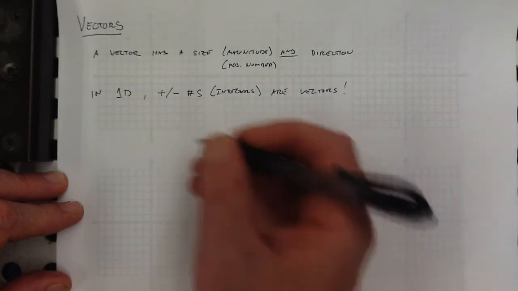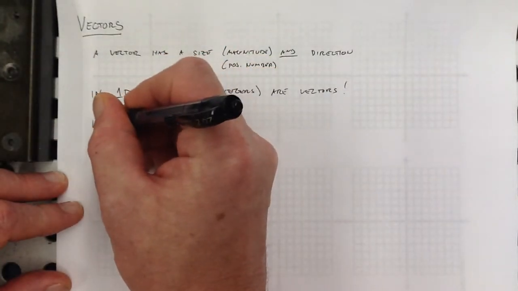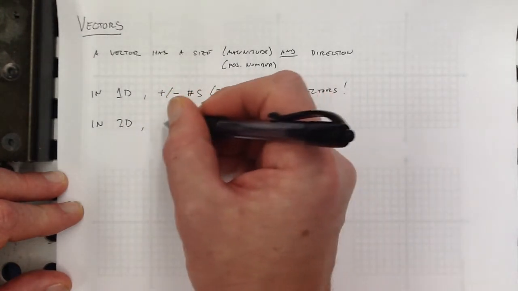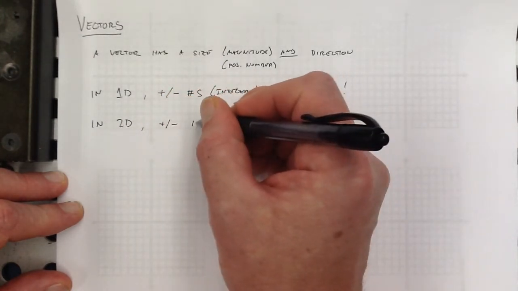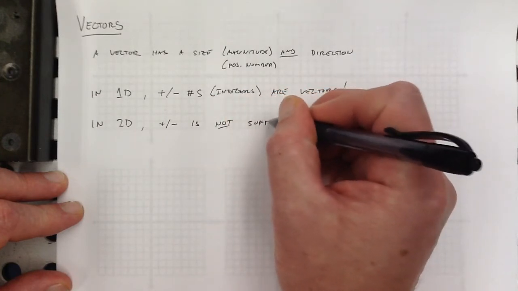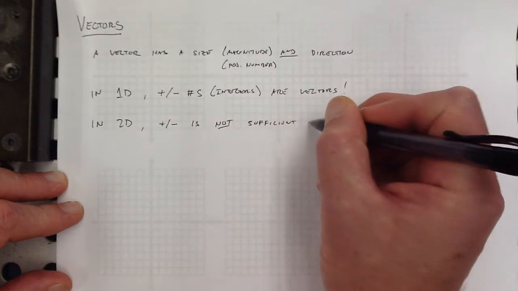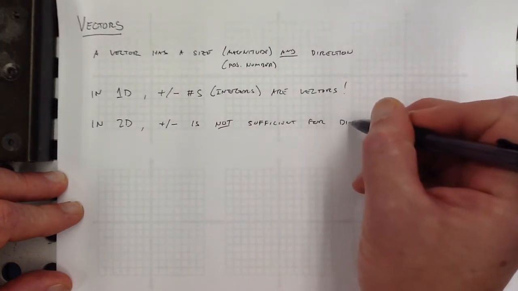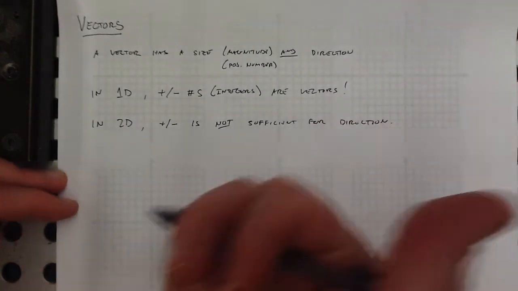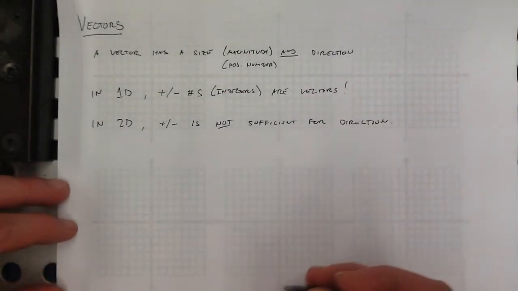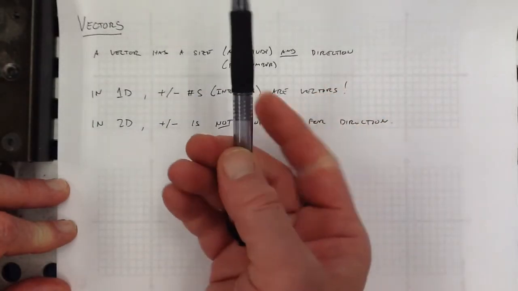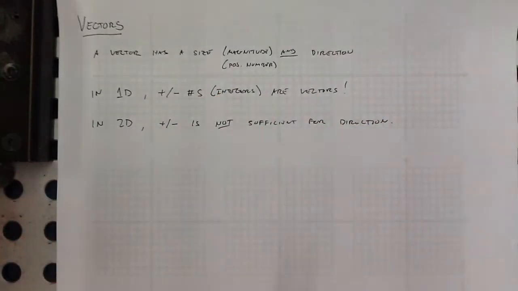Now, in two dimensions, positive or negative is not sufficient for direction. Because positive and negative, that's only two choices, and if you're in two dimensions, you have the full range of possible directions that something could be pointed in.